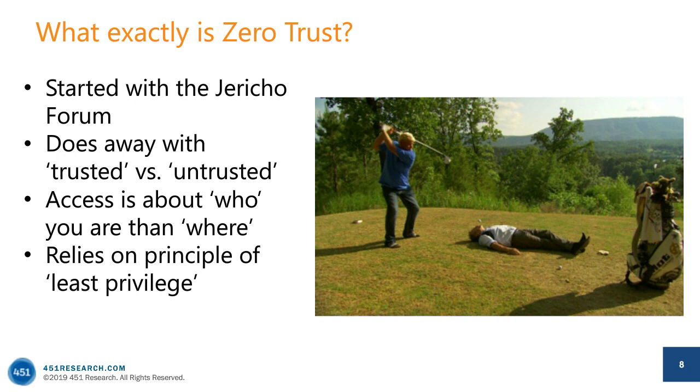To me, zero trust means a few things. One, we're doing away with the old perimeter-based model where everything on the inside is trusted and everything on the outside is untrusted. We're getting to a point where access should really be more on who you are and not where you are. So, again, where you are may matter, but it's not the primary thing that determines what you can access.